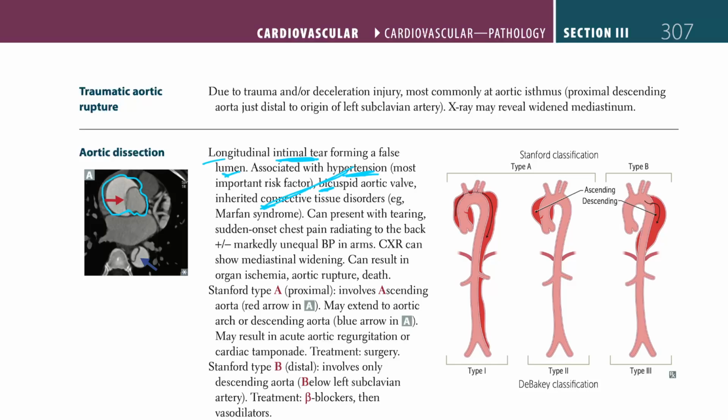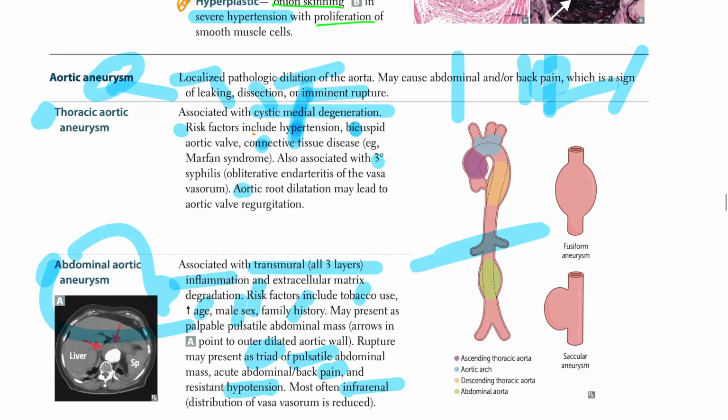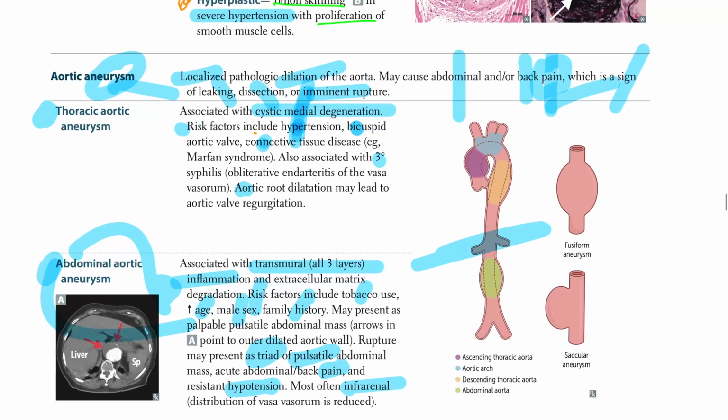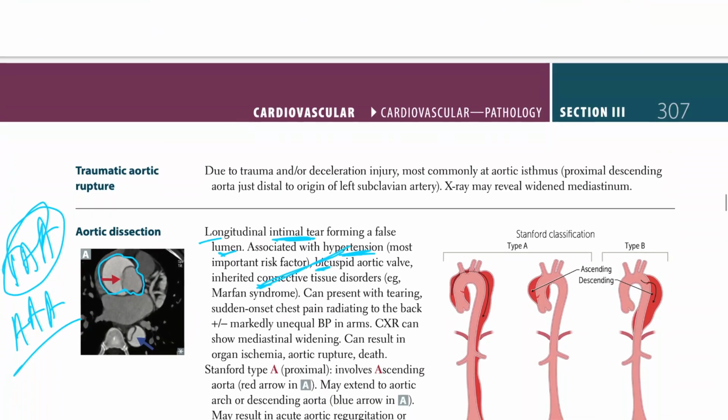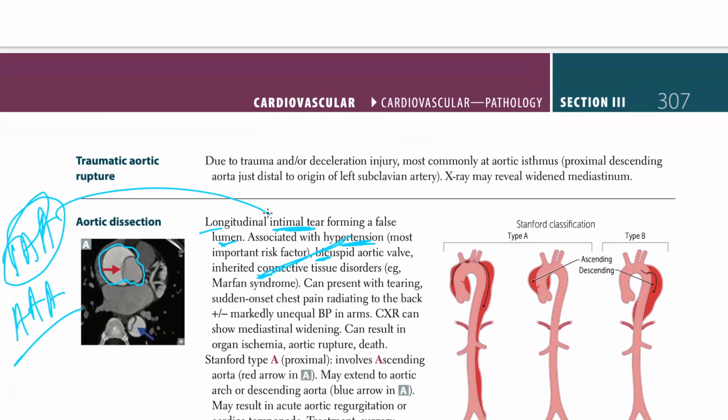In the abdominal aortic aneurysm or the thoracic aortic aneurysm, the thoracic one: hypertension, bicuspid valve, and connective tissue diseases, for example Marfan. High yield, it can present with tearing, sudden onset chest pain radiating to the back.